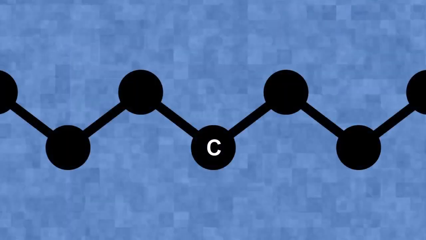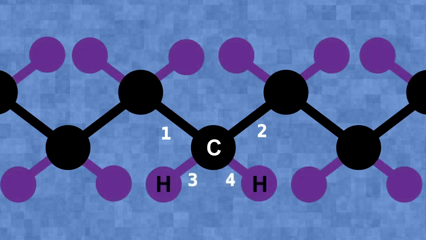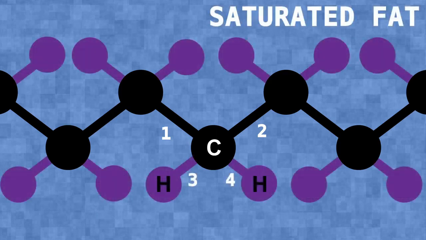So in fatty acid chains, each carbon atom is using 1 bond to hold onto the carbon in front of it and 1 bond to hold onto the carbon behind it. In many fatty acid chains, all of the other available bonds will be filled with hydrogen atoms. In this case, the fatty acid chain is said to be saturated with hydrogens, a saturated fat.